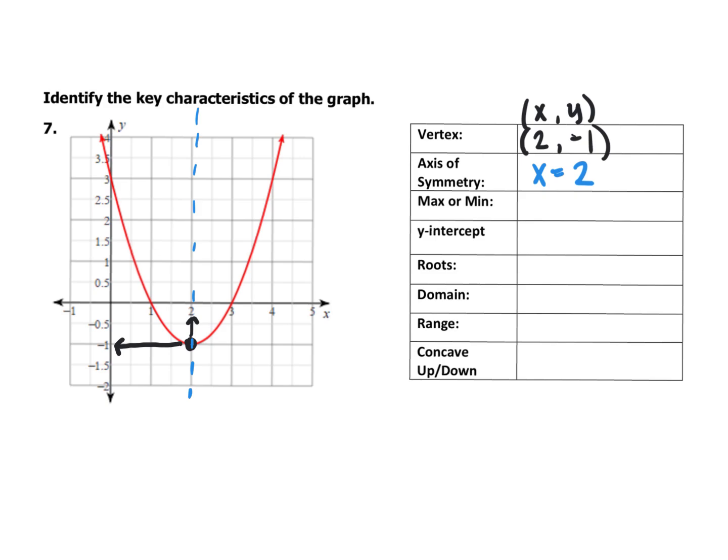This quadratic has a minimum. It has a low point. So any graph that has a minimum is going to be concave up because it has this low point. It is a maximum if it is concave down because it has a high point. The min or the max tells you how low or how high the quadratic goes. So we're talking about the y value. Our y value in this quadratic is negative 1.